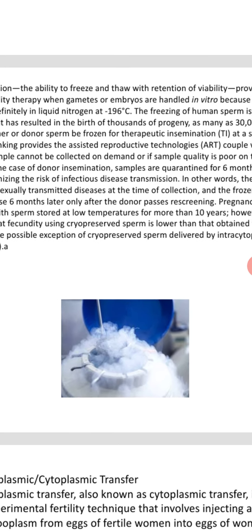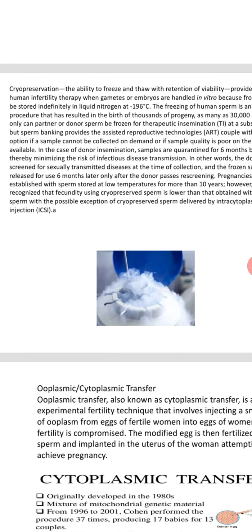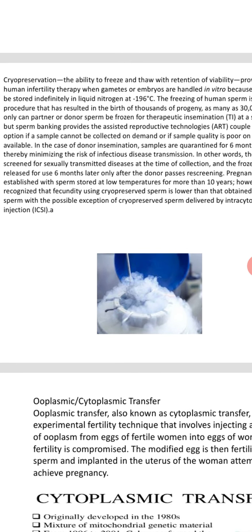The next type of assisted reproductive technology is cryopreservation. So what is meant by cryopreservation? It is the ability to freeze and thaw with retention of viability, which provides flexibility in human infertility therapy, where the gametes or the embryos are handled in vitro because frozen tissues can be stored indefinitely in liquid nitrogen at a temperature of minus 196 degrees centigrade, and sperm may be preserved by this technique, that is, by cryopreservation.